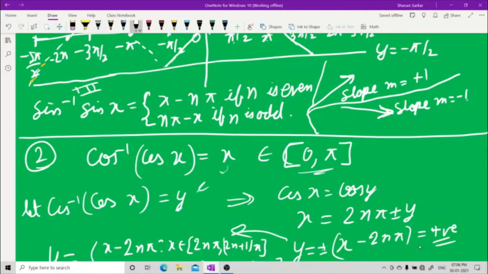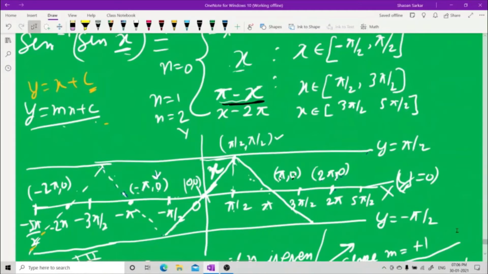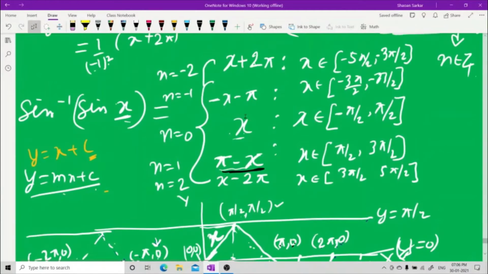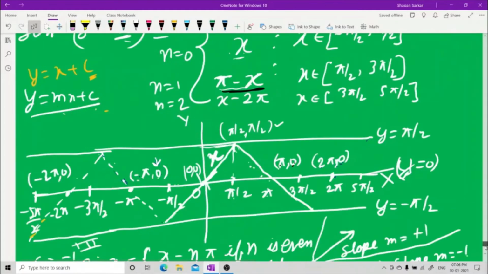And suppose you take minus 2, so minus 2 is an even number. In that case, you will get this graph, this one. Put n equal to minus 2, so x minus n pi will become x plus 2 pi for this. There are three ways I told you.